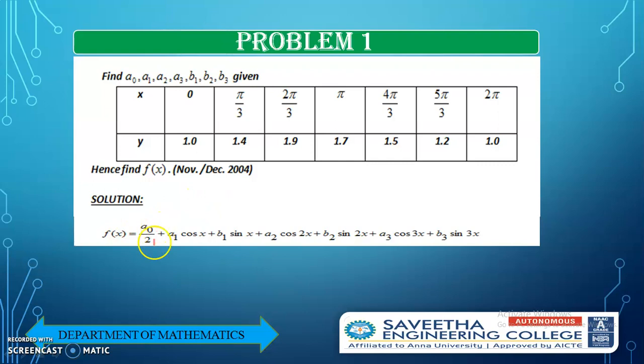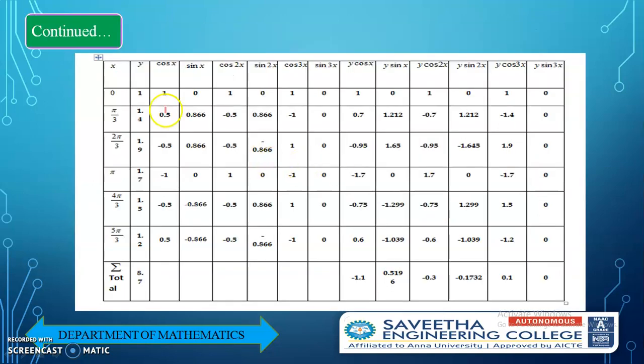So these are 0 to 2 pi formulas. F of x equal to a0 by 2 plus a1 cos x plus b1 sin x plus a2 cos 2x plus b2 sin 2x plus a3 cos 3x plus b3 sin 3x. So these are table values. First we can write x value and y value. Given x is 0, pi by 3, 2 pi by 3, pi, 4 pi by 3, 5 pi by 3. Then write the y value.